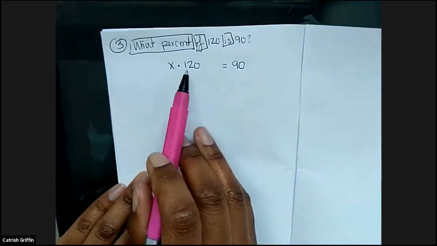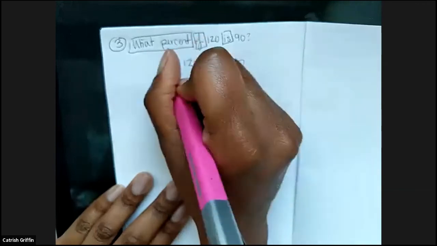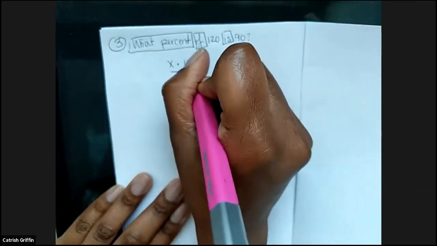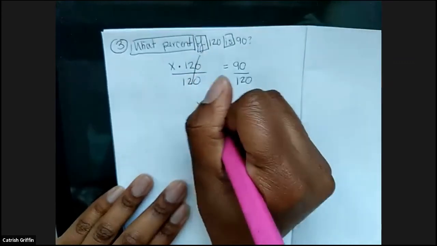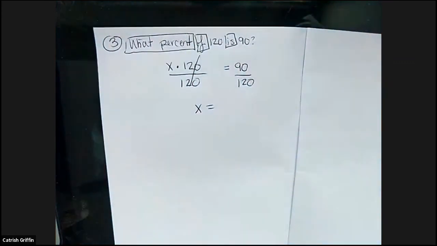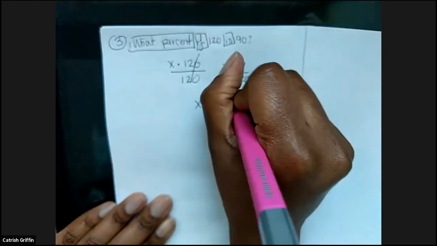All right, so what do I have? I have X times 120 is equal to 90. I need to do inverse operations to solve for X, so I'm going to divide both sides by 120. When I do that, X is equal to 90 divided by 120. When I type that into my calculator, I get 0.75.